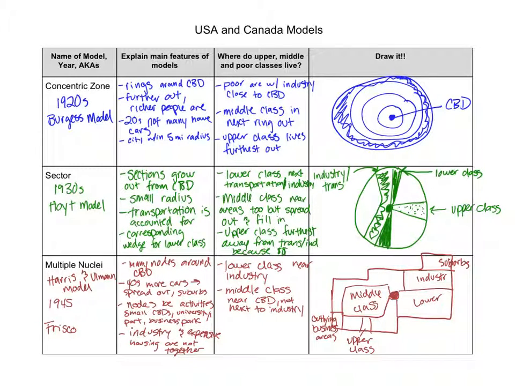And your upper class is always away from the industry. And remember, this is the first time that we really start to see suburbs. The suburbs start coming about, and they will cluster around those outlying areas, around those, you could call them mini CBDs.